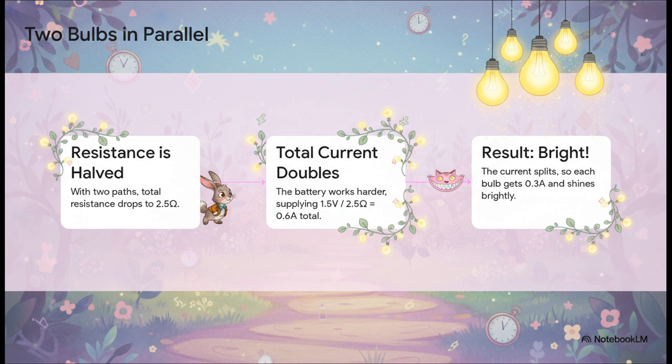So the total current being pulled from the battery is now 1.5 volts divided by 2.5 ohms, which is 0.6 amps, double what it was originally. That current then splits evenly, so each bulb gets its original 0.3 amps, and they both shine at full brightness.